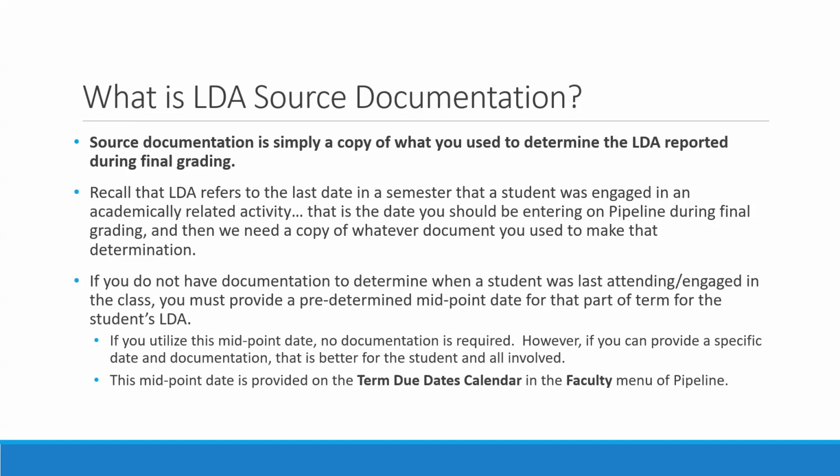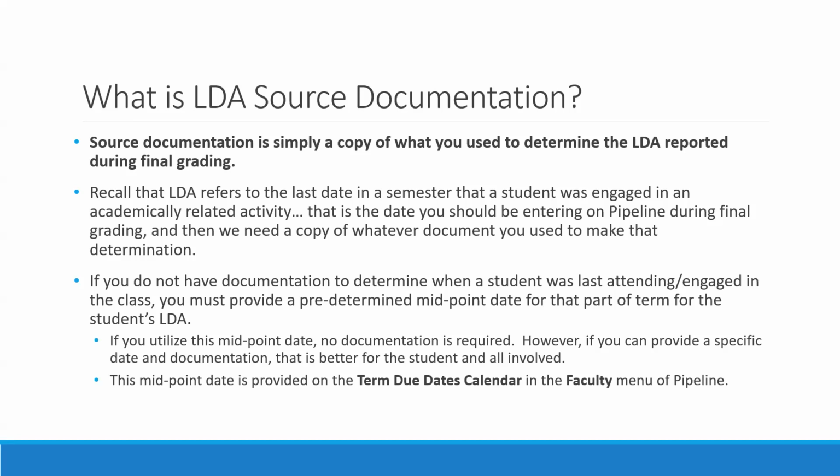So if you're teaching a spring class and you had a student that submitted an assignment in March and that was the last time you heard from the student, let's say you go to your grade book and you have a due assignment there and this date, and you can see that was the last time the student was engaged. That's, I'm assuming, the LDA you're reporting. What we need is a copy of that documentation so that we can see where you got the date from.